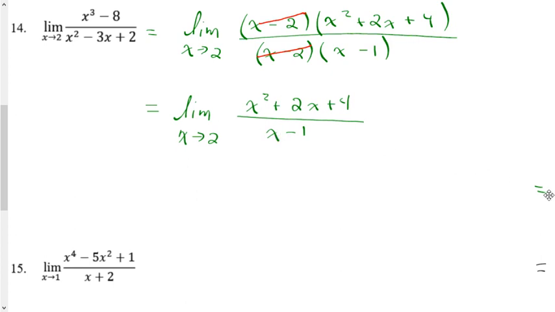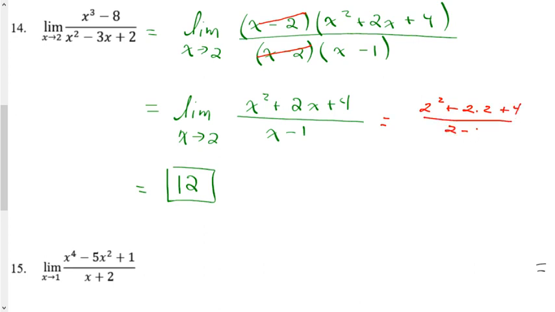So I didn't show the details, but that's what's happening. So if I was going to show another line, I would say that this is equal to 2 squared plus 2 times 2 plus 4 all over 2 minus 1. That gives me a 4 plus 4 plus 4 over 1. 12 is the value of the limit.